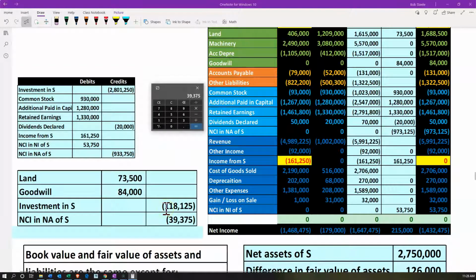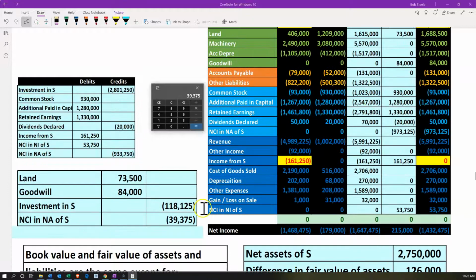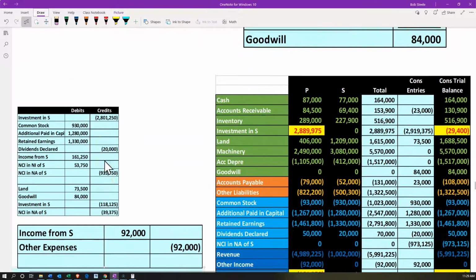Then the investment is going to be down here. There's a goodwill and there's a badwill. Okay, the investment's going to be going here up top. It's included in this number. And then we have the non-controlling interest, which goes there. Okay, scrolling down, let's see what else we have.